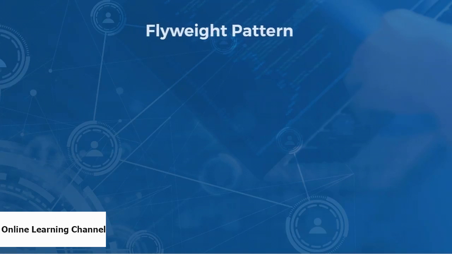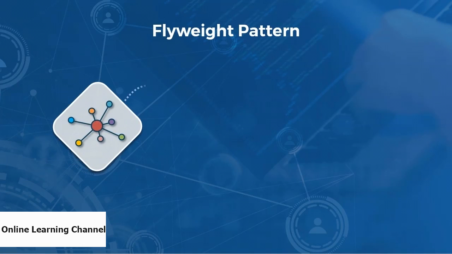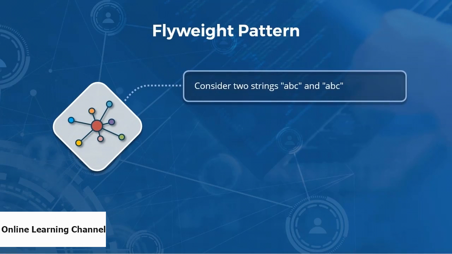Now, you may not realize it, but all high level programming languages, including JavaScript, use the flyweight pattern to store strings. Consider two strings here, ABC and ABC. They're the exact same strings, and both strings are fairly small. Each string has just three characters, and if you consider 1 byte of memory to store one character, then each of these strings just occupy 3 bytes of memory. So each string object is lightweight.